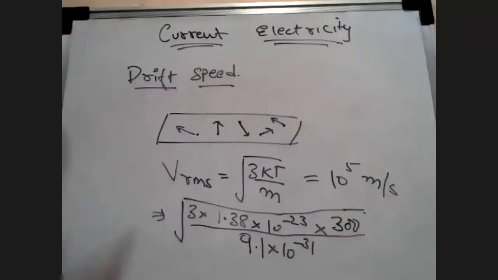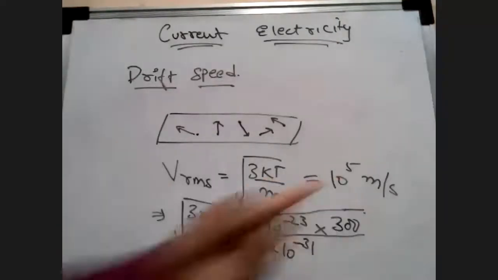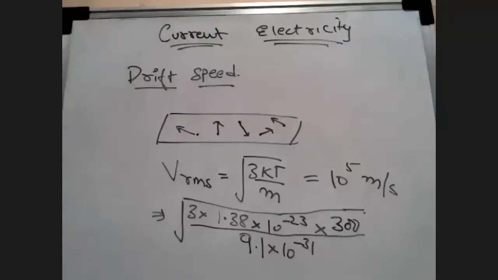That means in a conductor, basically any wire you take, including your USB chargers or your earphones, they are all conductors, all wires. They have electrons moving at this rate, 10 raised to 5 meters per second, without any application of electric field.